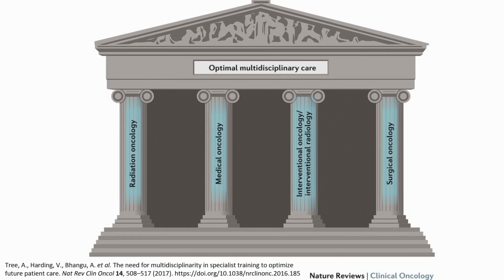So IO has become the fourth pillar of cancer care, interventional oncology, and even more so because of the capacity to combine interventional oncology with immuno-oncology. They're very synergistic, and that's an area of a lot of research, including in my laboratory.